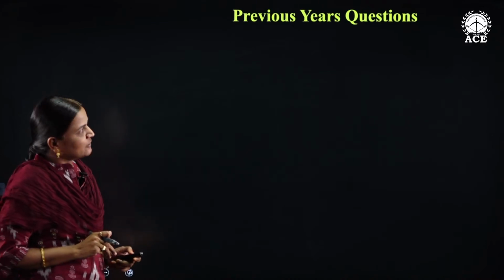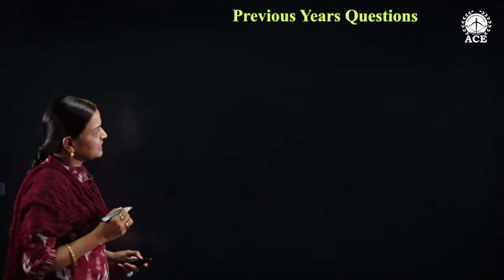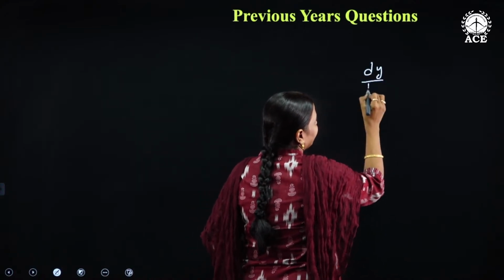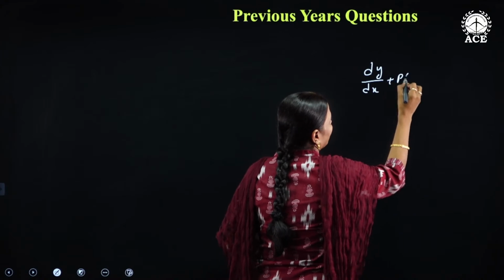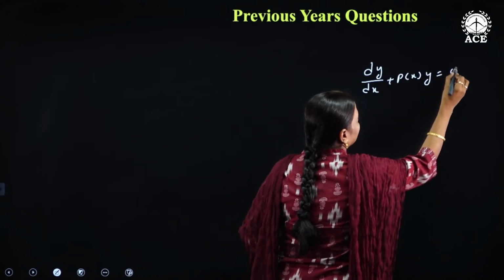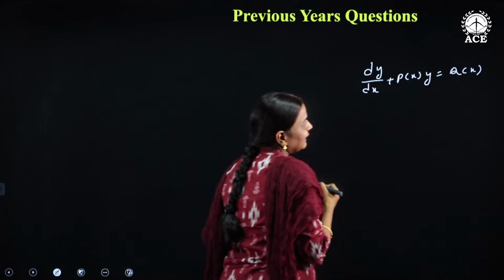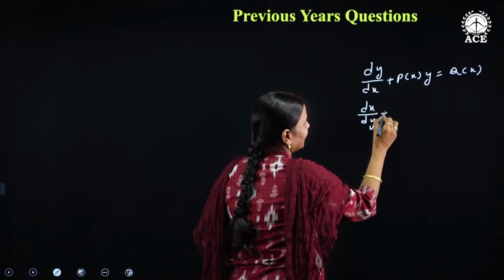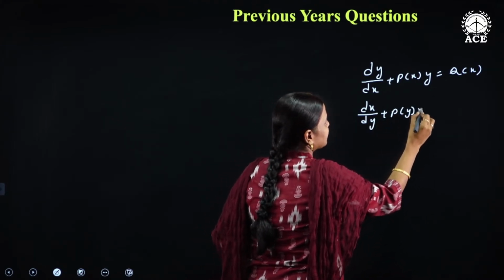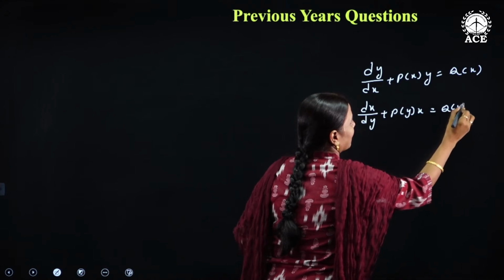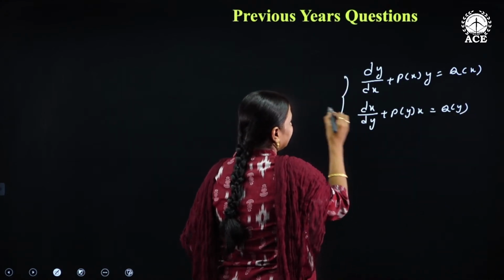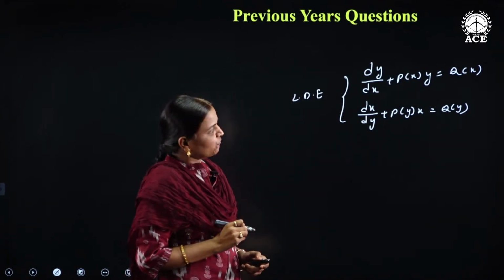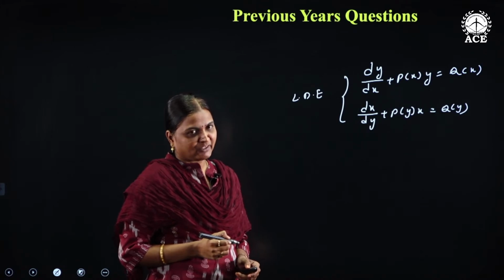And what are the previous questions? Before going to discuss the previous questions, first, what is a linear differential equation in y? dy by dx plus p of x into y is equal to q of x. A linear differential equation in x is dx by dy plus p of y into x is equal to q of y. So these two are the linear differential equations. First one is linear differential equation in y and second one is linear differential equation in x.